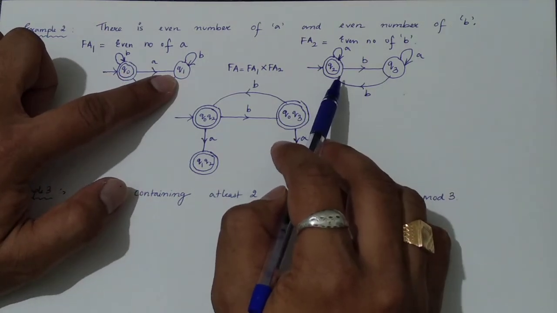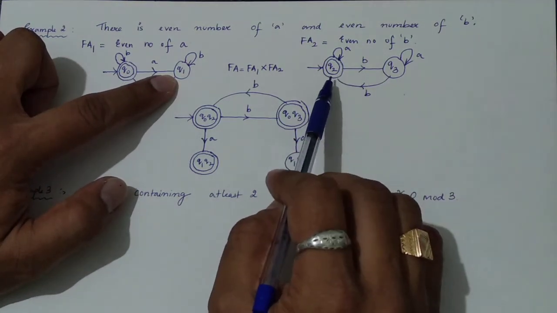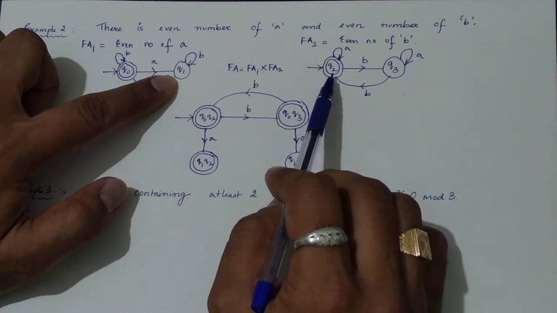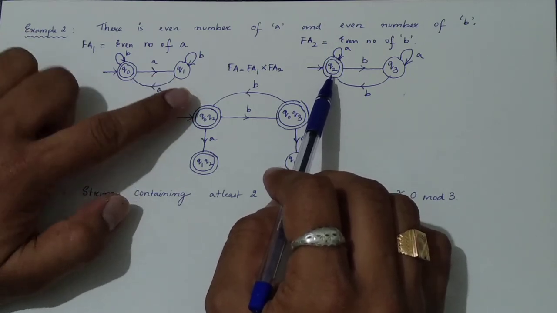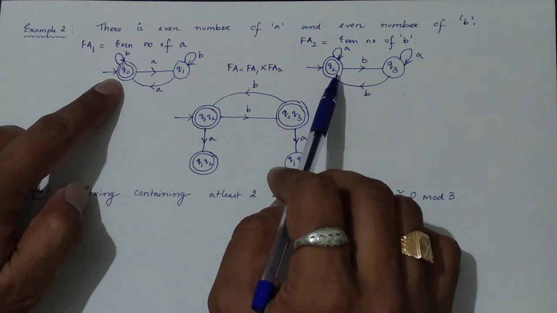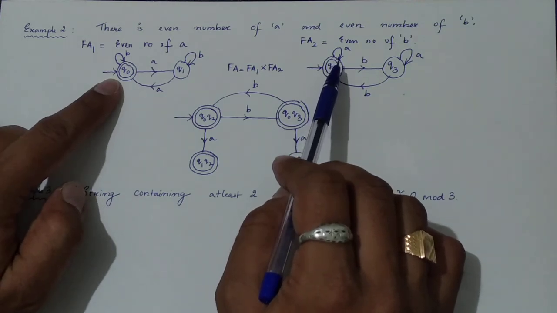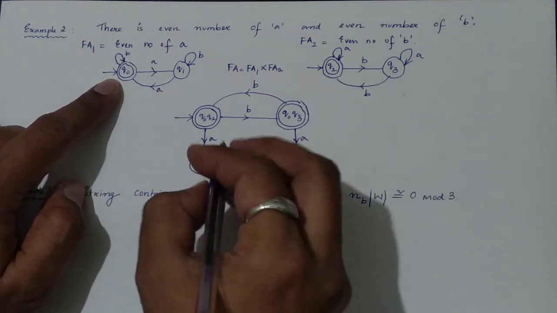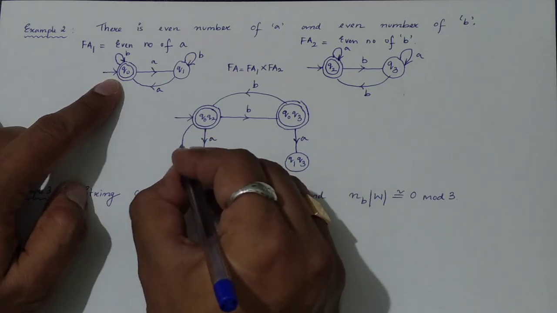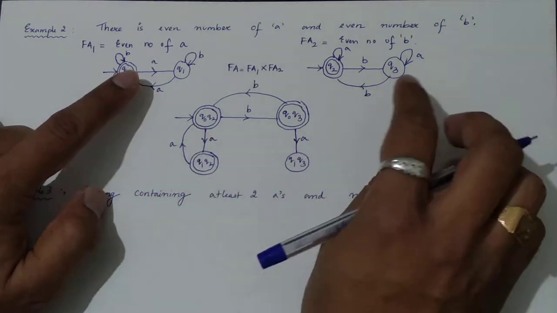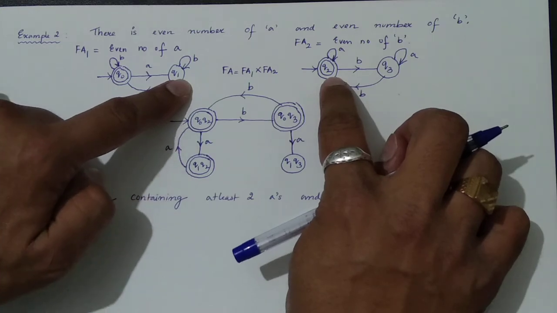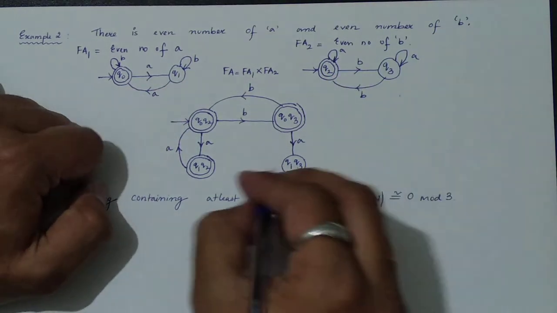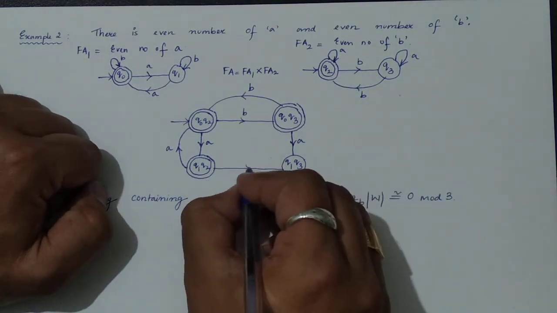Then left out with Q1, Q2. Q1, Q2 on A, this is Q1 for Q0 and Q2 for A, so it goes to Q0, Q2, correct? So this will be backtracking over here. Q1, Q2 on B, where is it going? It is going to Q1, Q3. So I can draw like this.